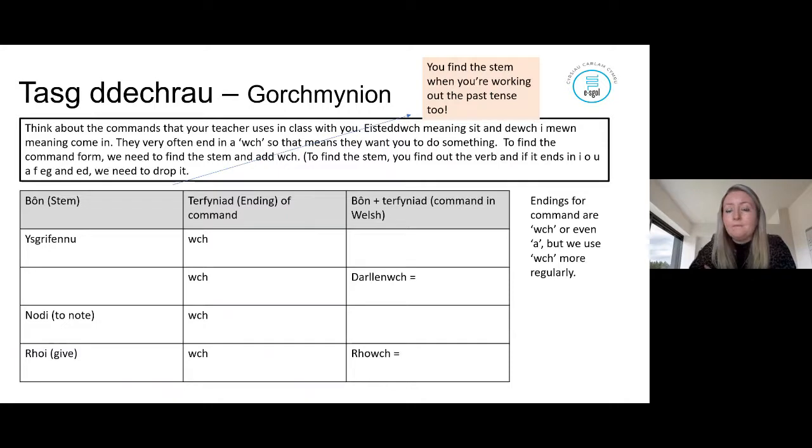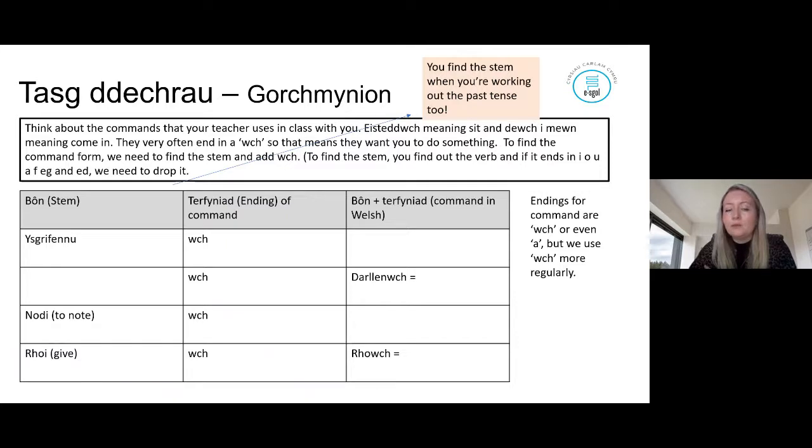So for example, the word ysgrifennu, to write. Does ysgrifennu end in I, O, U, A, eg, ed or f? If it does, we drop the letter. So in this instance, it ends in U, so we drop it and we're left with ysgrifenn. And then you add uch to it, so you'd end up with ysgrifennwch, which means write. So I want you to write this, okay?